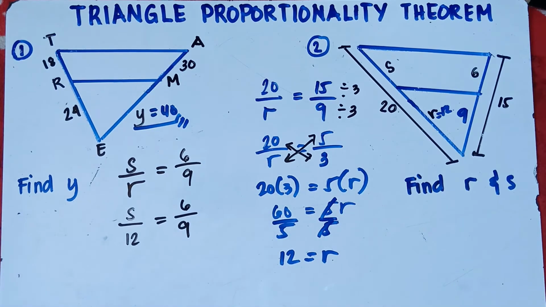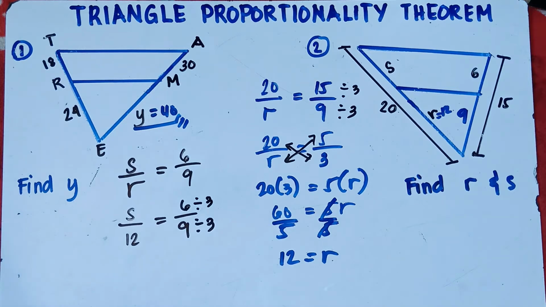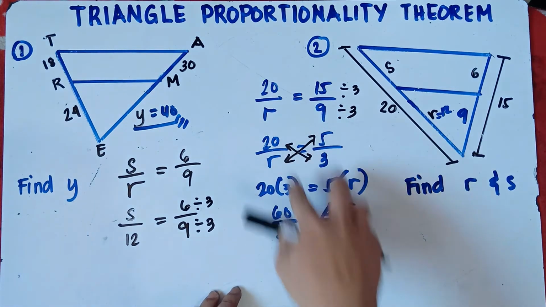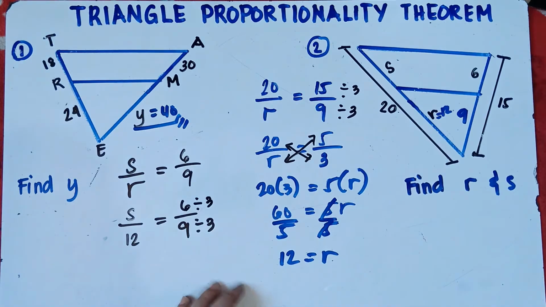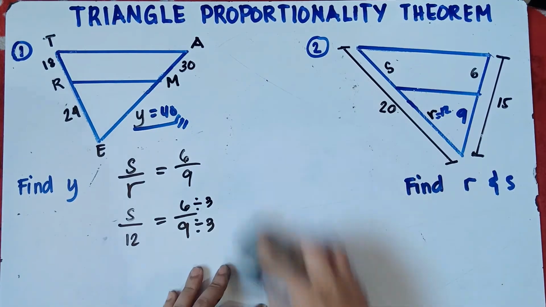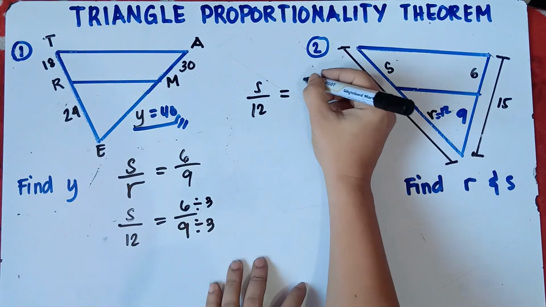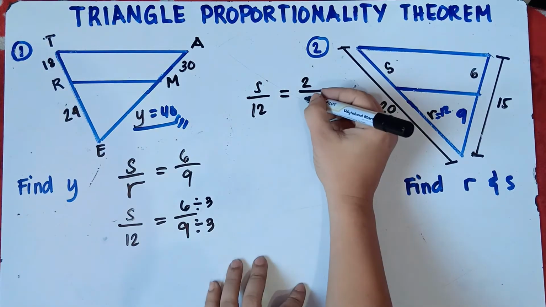So check class, can we reduce 6 and 9? Yep, we can reduce 6 and 9 by what number class? That's correct, by 3. So divide by 3. So this will be S. Okay, I don't have enough space. Let me just erase this one class. Our R is 12. So this will be S over 12 is equals to 6 divided by 3, that is 2. 9 divided by 3, that is 3.